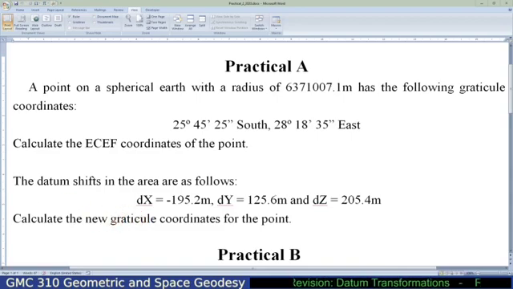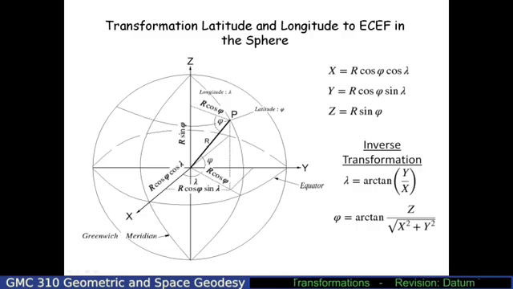The first thing we need to look at is in the second lecture series. You'll find the slide transformation latitude and longitude to Earth-centered, Earth-fixed in the sphere. And from there you get the formulas. X is r cos phi cos lambda, y is r cos phi sin lambda, and z is r sin phi. And you've got an inverse transformation there to go back as well.